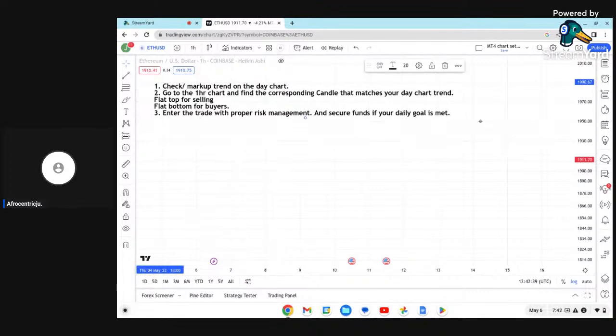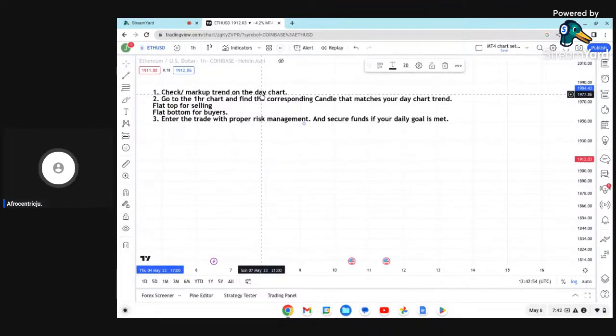The first thing that I do, the first thing that everybody should be doing, is go to the day chart first. Because if I don't go to the day chart first, I'm not gonna know my overall bias or my overall trend. I want to be able to trade with that, because if I'm not trading with it, I put myself in a hole.